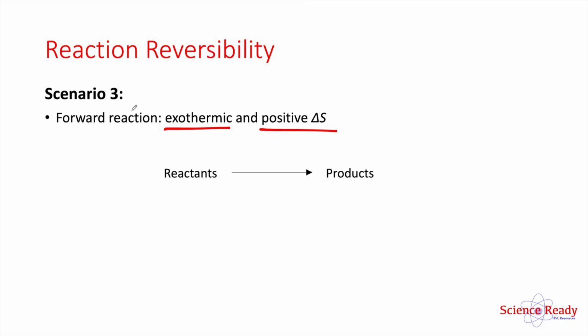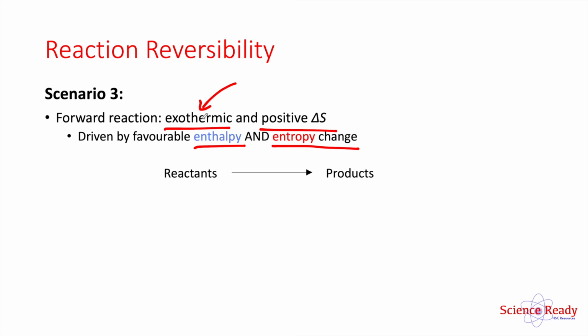What about this scenario? If you have a forward reaction that is both exothermic and has a positive change in entropy, what do you think this reaction will have? Is this reversible? You can pause the video and have a think about it. So in this case, the forward reaction is of course possible because it is driven by both a favorable enthalpy and a favorable entropy change. Again, just to remind you that exothermic is favorable and a positive change in entropy is also favorable. So the forward reaction is definitely possible. What about the reverse reaction?